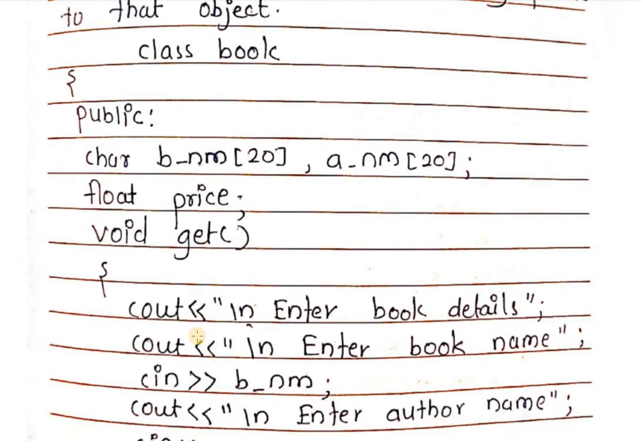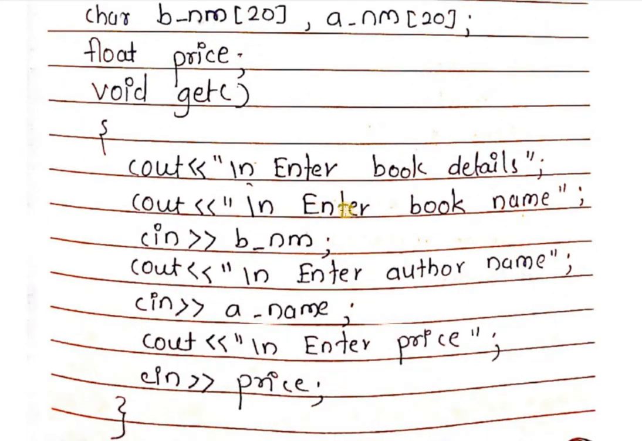Here we want to create a class as a book. Here you want to specify the three variables: book name, author name and price. So here three variables are declared. Then by using a get function, the book details are entered by the user.